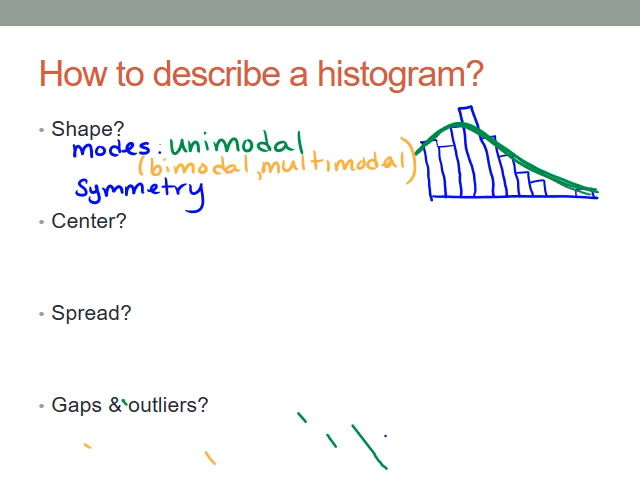And then we want to talk about symmetry. Symmetry means that there's some dividing line, and on one side and the other side, they basically look similar. Now, our symmetry doesn't have to be exact or perfect, but overall, if I draw a line on here, can I fold my computer in half and have the same thing on both sides? Not really. In this case, it's not symmetric. So if it's not symmetric, we say that it's skewed.